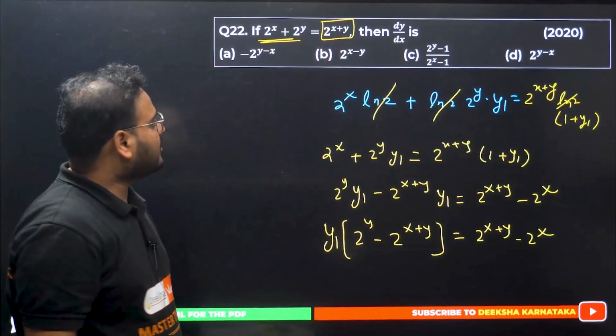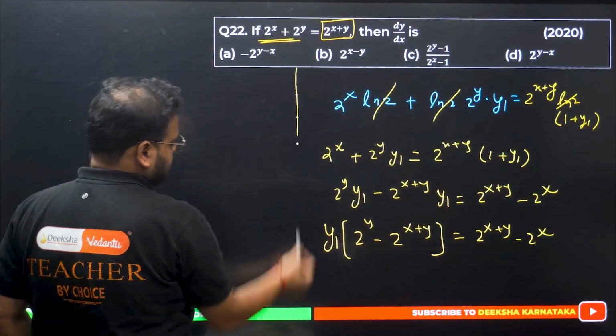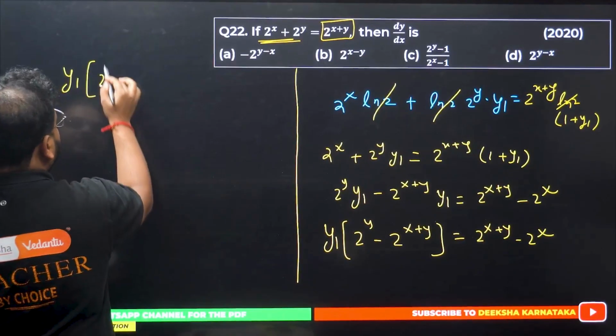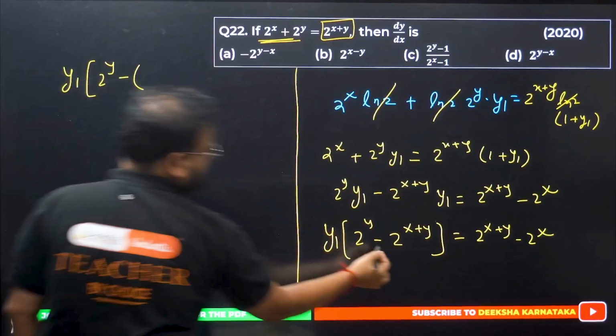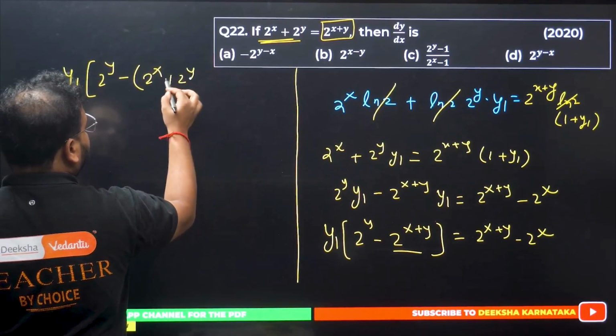Okay, so we'll put that back once again in both the places. Just be careful over here. y1 times of 2 power y remains as it is, minus this will be replaced. I get 2 power x plus 2 power y.